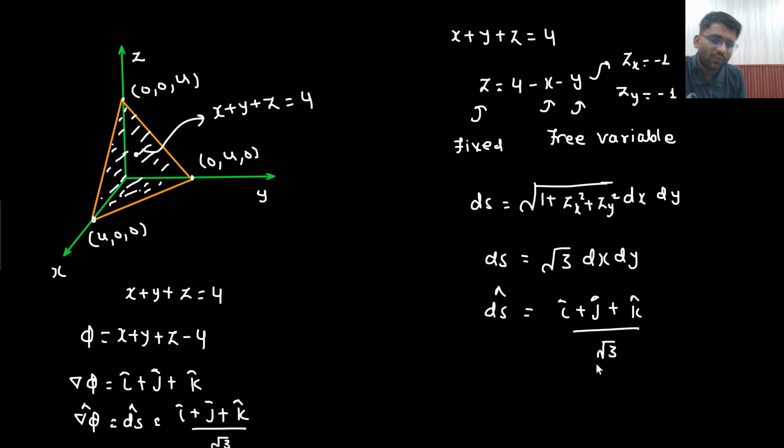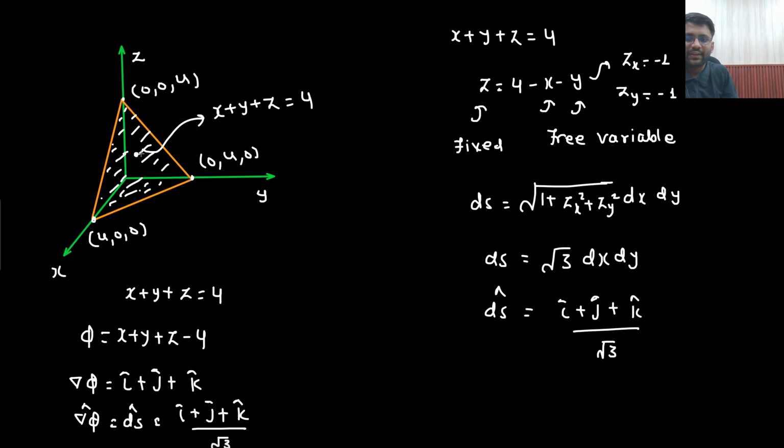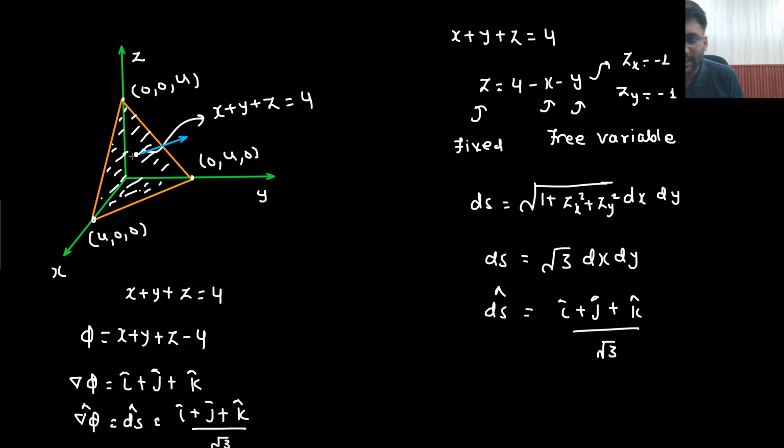Now let me know, is it a closed surface? I have taken the surface area vector to be outward. This is my surface area vector. Is it a closed surface? This is the only surface, so it is not a closed surface. It is an open surface. So this is one of the surface area vectors. Another surface area vector is also possible, which would be inward.